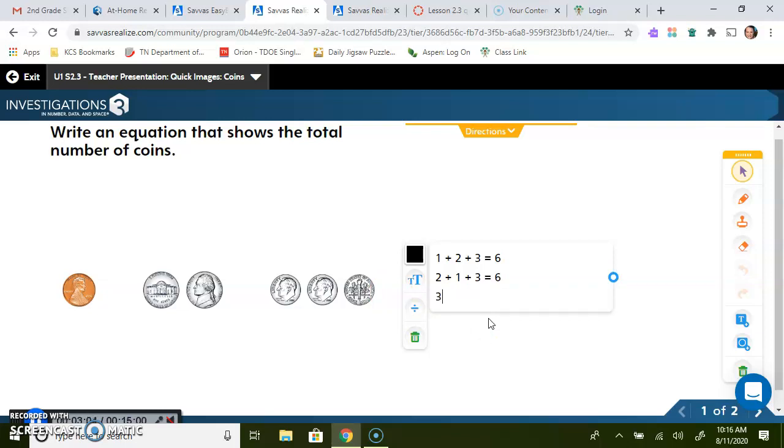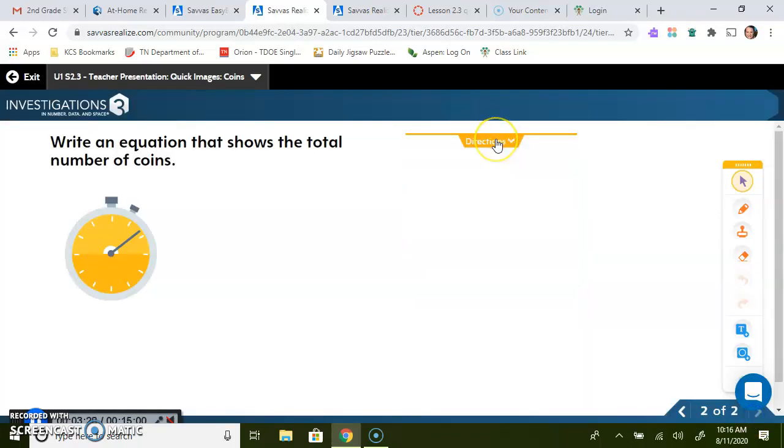Is there another way you could have thought about this? Absolutely. Maybe you pictured the dimes first. 3 dimes plus 2 nickels plus 1 penny. What's that going to equal? Yes, it is still going to equal 6. There are a lot of ways that you could have thought about this, and these are called number strings. And we're going to be doing a lot of work with number strings today. But we're going to do one more quick image before we go on. Okay, let's do another one the same way. Here you go.